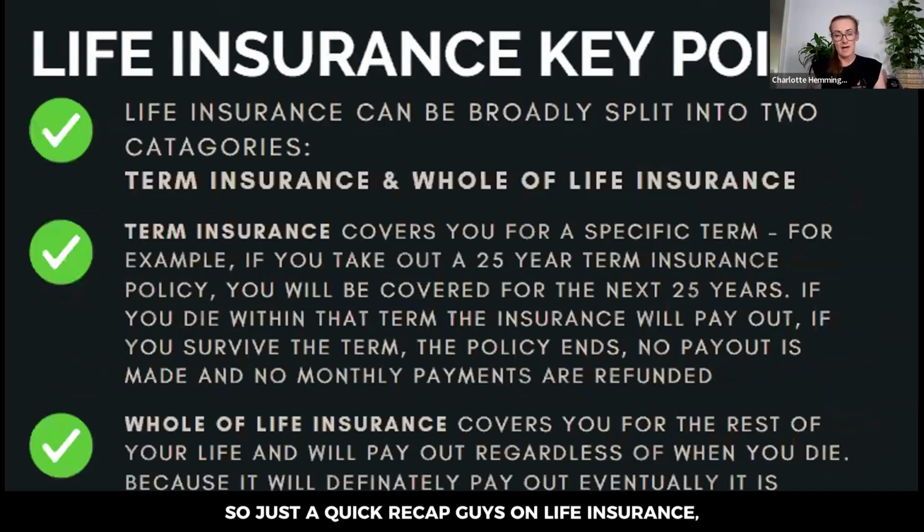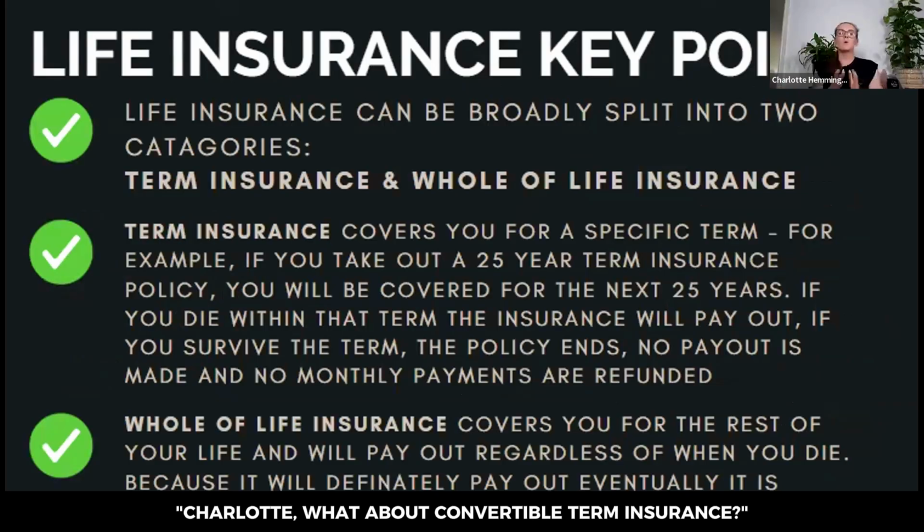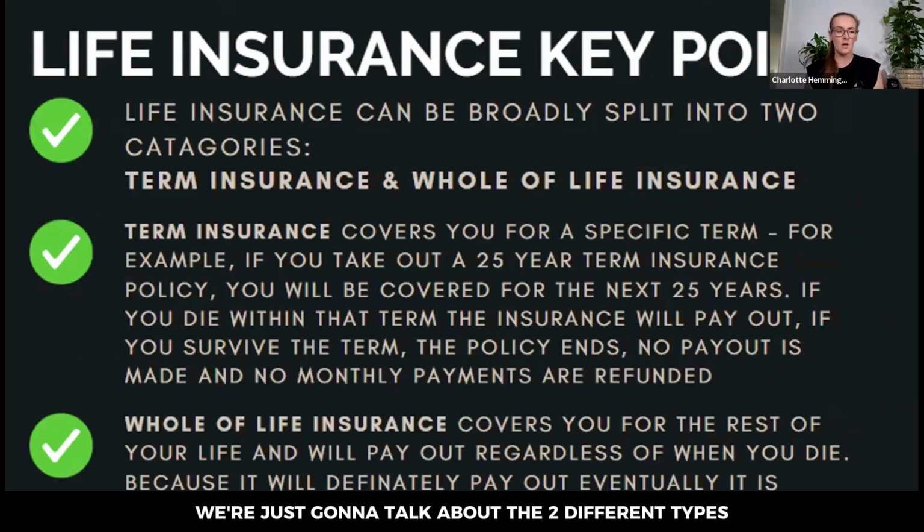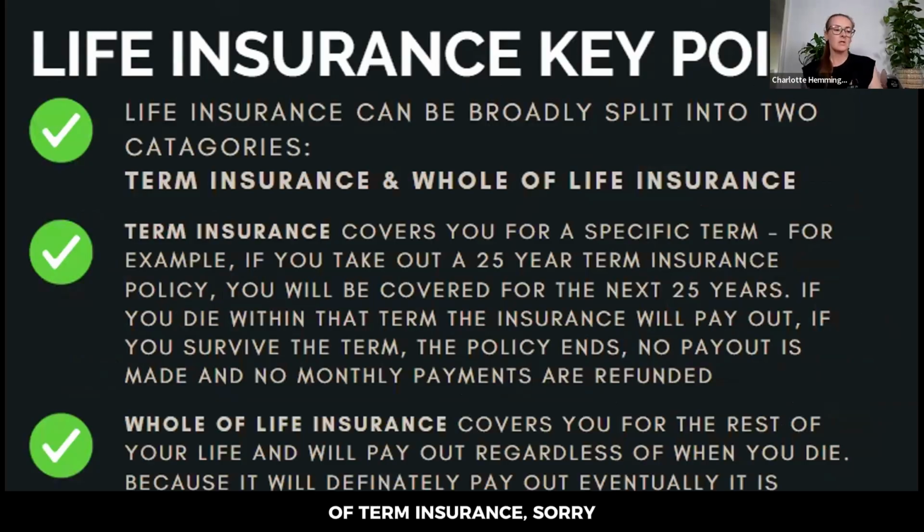So just a quick recap, guys, on life insurance key points then. For CeMAP 3, we can broadly split it into 2 categories: term insurance versus whole of life insurance. You guys who are really hot on CeMAP 1 will go, Charlotte, what about convertible term insurance? Nobody's ever fed back to me that they've had a question on that in CeMAP 3, so we're not going to cover it in this evening session. We're just going to talk about the 2 different types of insurance. One is term insurance and one is whole of life.